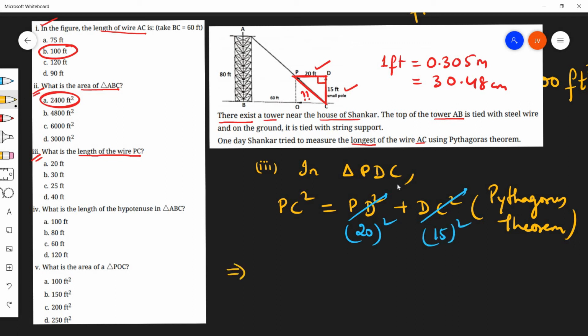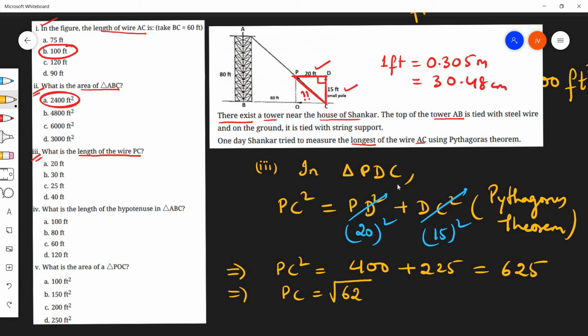This finally gives us PC square as 400, which is 20 square. 15 square is 225. The sum is 625, and ultimately PC is plus or minus the square root of 625. We'll take the positive number. The square root of 625 is 25 feet. 25 feet is the length of PC. And which option is this? This is the third option, the C.